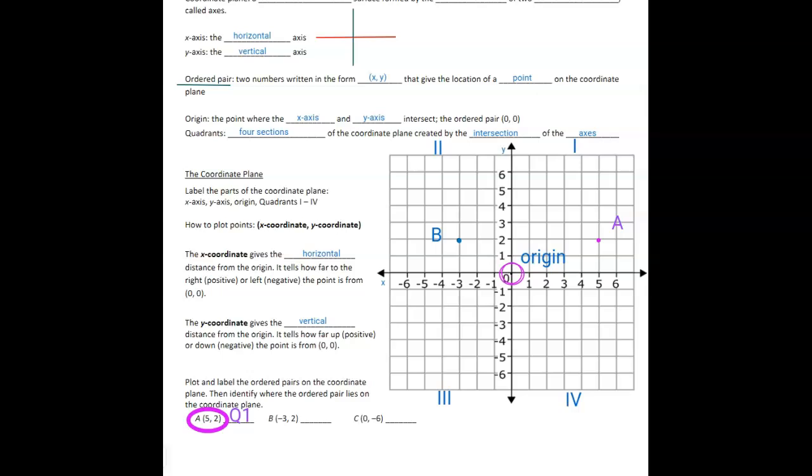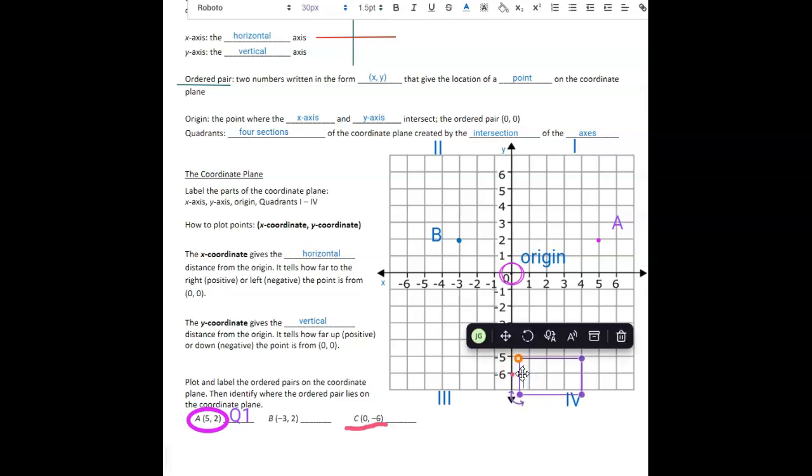point to plot, sorry, that's like a tongue twister, is at C, and it is located at (0, -6). So we're going to start at the origin and we're going to stay at 0 because that is our x value. And because we have a -6, that means we're going to go down on our number line until we get to -6. That is where we're going to plot our point. And then let's label it as point C.